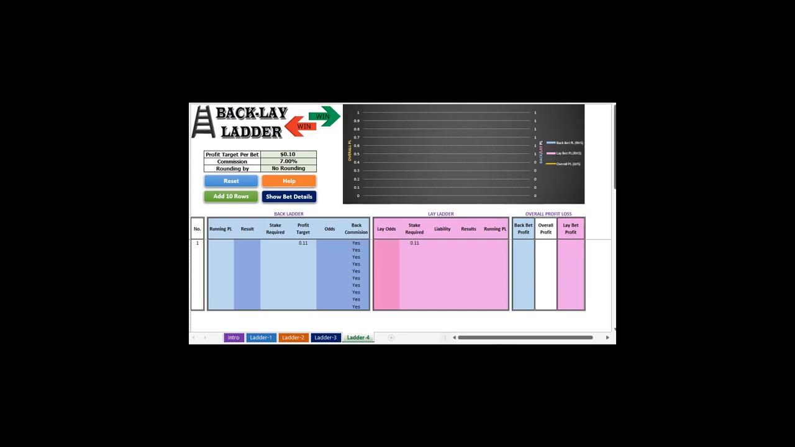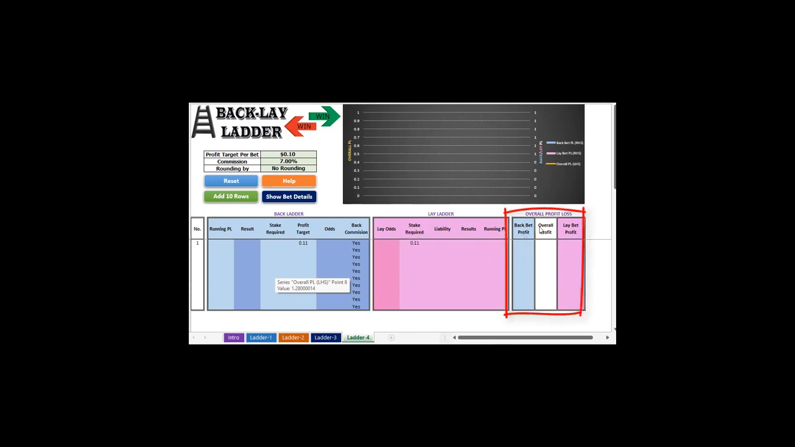Why is it called backlay? It's because we're running two sets of bets. We're running back bets and we're running lay bets, and even though they are on the same race, on the same horse, they are to be treated completely separate. Like the back ladder here, all the staking that's done on backing is only to make a profit here. We're not worried about what the lay side is doing. That is separate, and it is to be judged as separate.